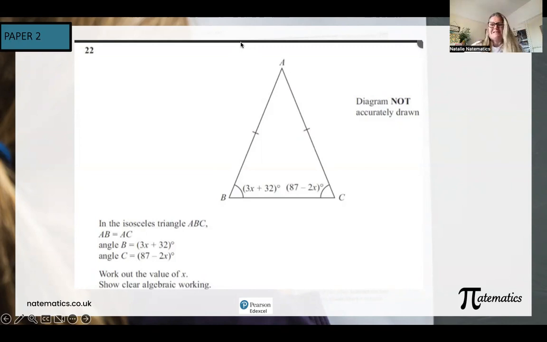Now, I wanted to go through this question because this is typically one that a lot of students find difficult because there's no numbers. And by that, yes, I can see a 3 and a 32 and an 87 and a 2x. However, there's nothing numeric per se. So let's look at the question. And I want to go through what you do when you have a question that you would normally be fine with if it was all numbers, but as soon as you see letters, you're like, oh, can't do that.